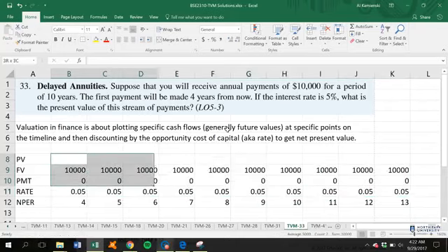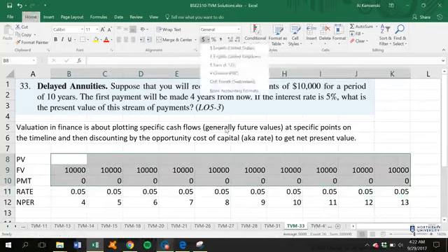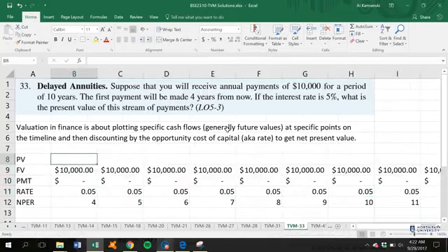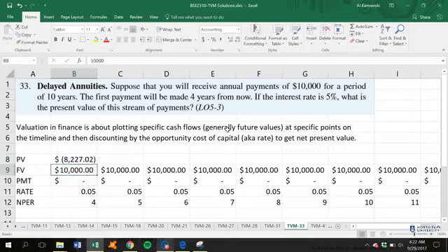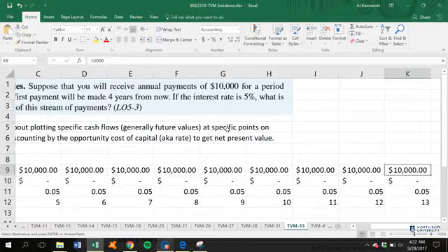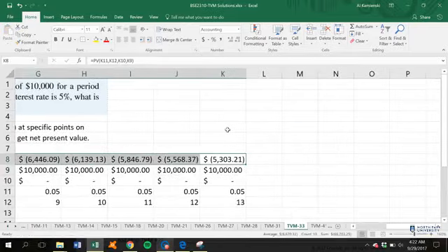Let's go ahead and make ours pretty numbers. And now let's solve for present value. Equals PV when we have a rate of 5% for 4 years out. Payment is 0. The future value then is the 10 grand. We copy and paste that all the way across then.